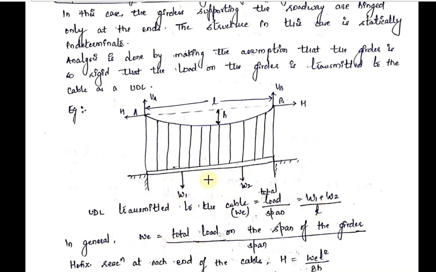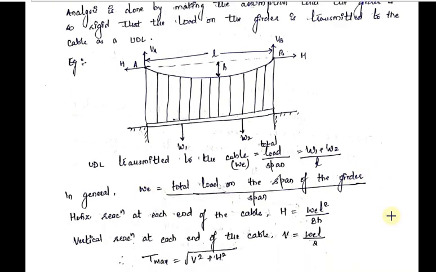In general, whatever be the load, you just have to take the summation of all the forces, and the summation of all the forces divided by the span will give you the equivalent UDL. After getting the equivalent UDL, we can find the horizontal thrust, which we know is equal to WL square by 8H, where W will be equal to WE. The vertical reaction will be equal to WL by 2, with W equal to WE. After knowing the values of H and V, we can find T max, which is equal to the square root of V square plus H square.